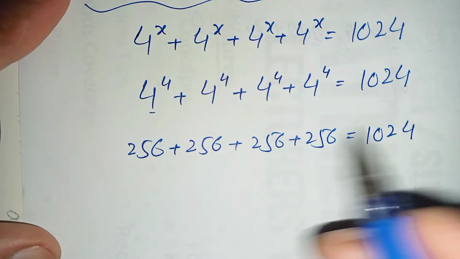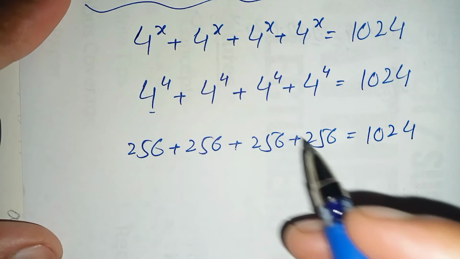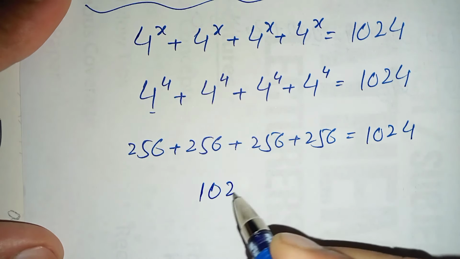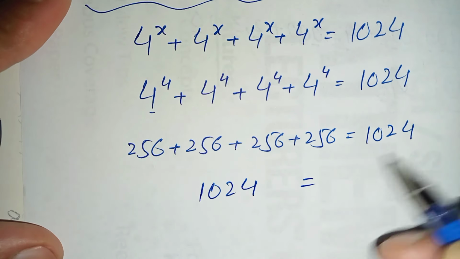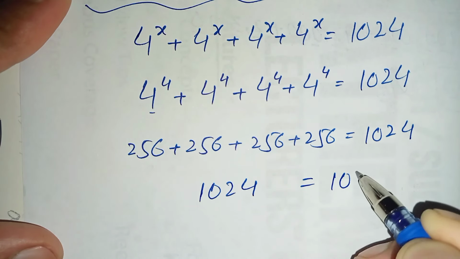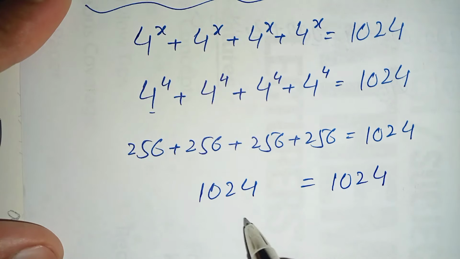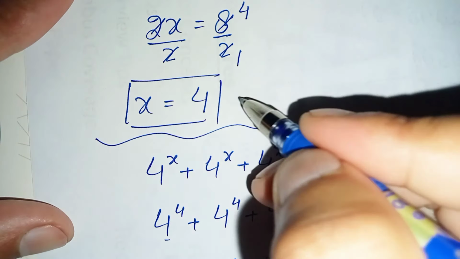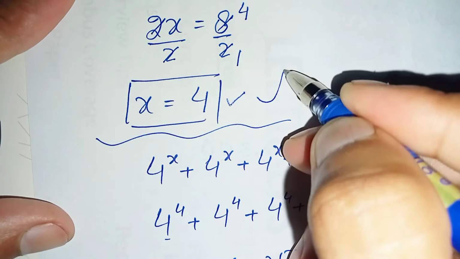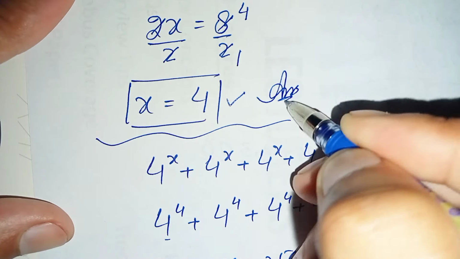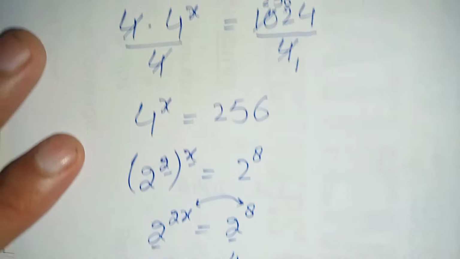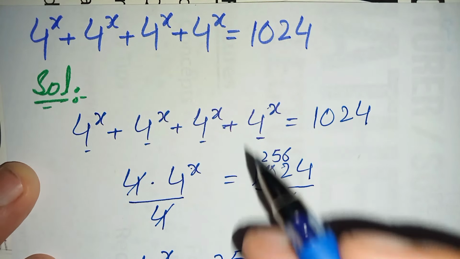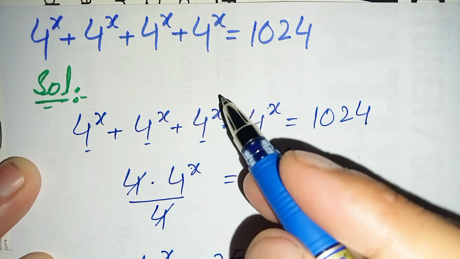Now here in the left hand side, we will add this number 4 times. So by adding this number 4 times, it gives 1024 = 1024. Now since both sides are equal, it means that x = 4 is the exact and correct answer and value of x in this nice exponential math problem.